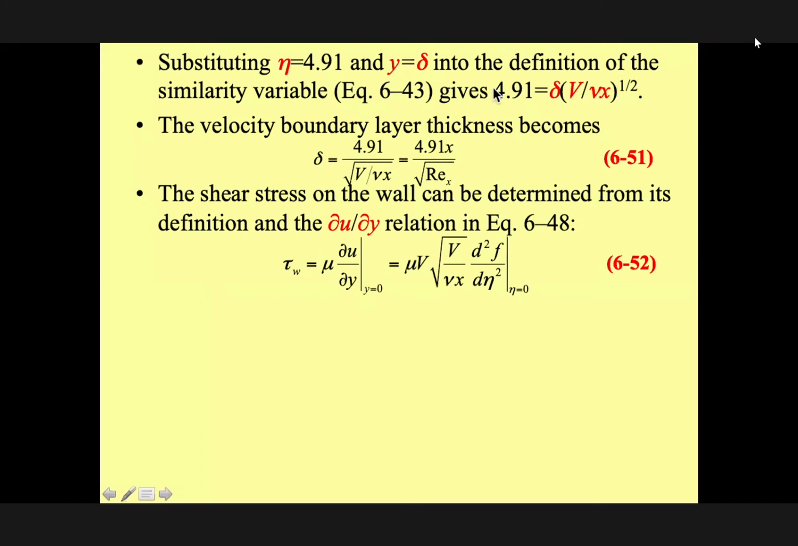After solving this one and substituting this and delta, they were able to find an expression for the thickness of the boundary layer.